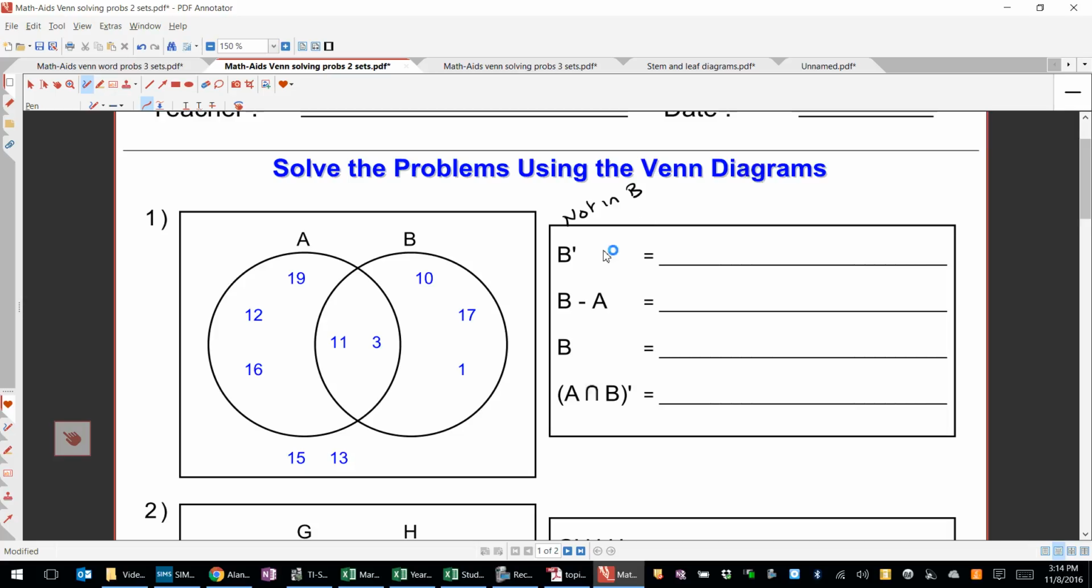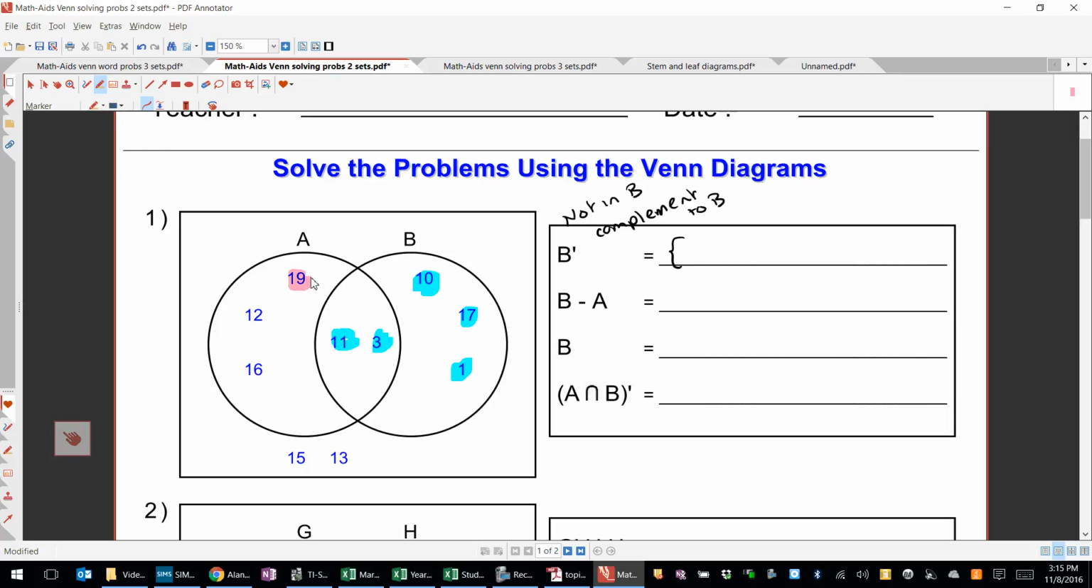So, complements to B. Now, what they're asking you for in this question is to list the elements. Squiggly brackets. I'm going to shade again, just like I've said. When we do not B, we have to consider B first, and then we have to consider everything that's not B.